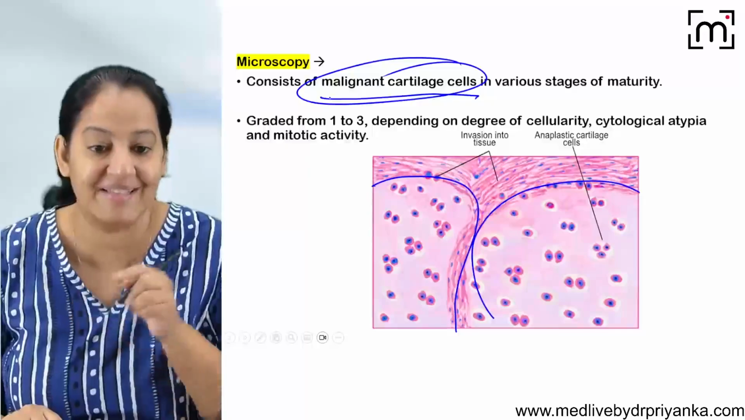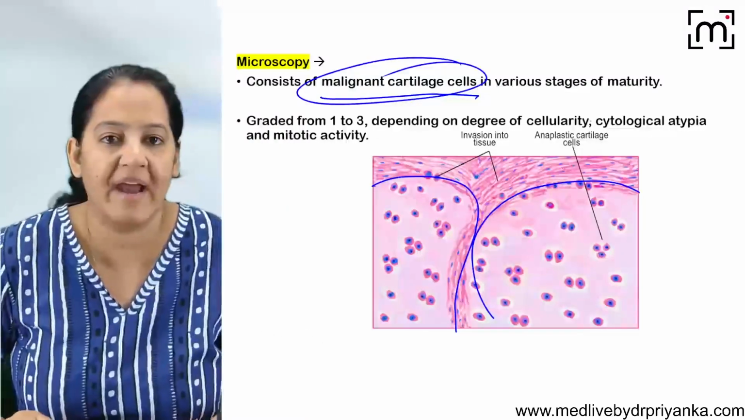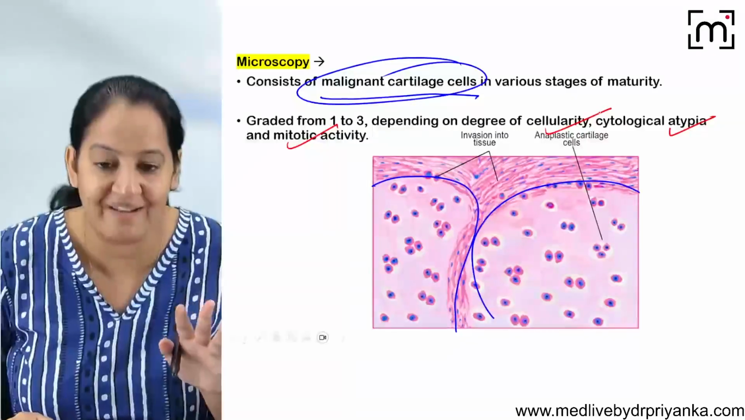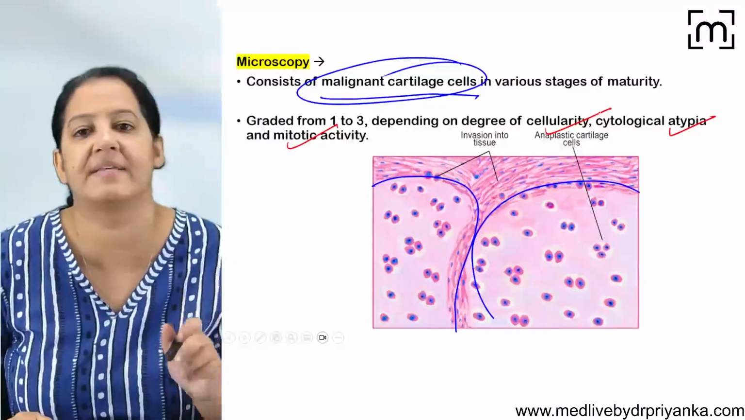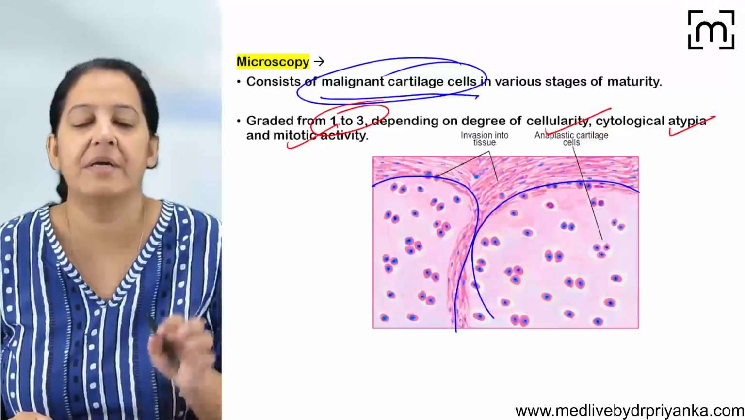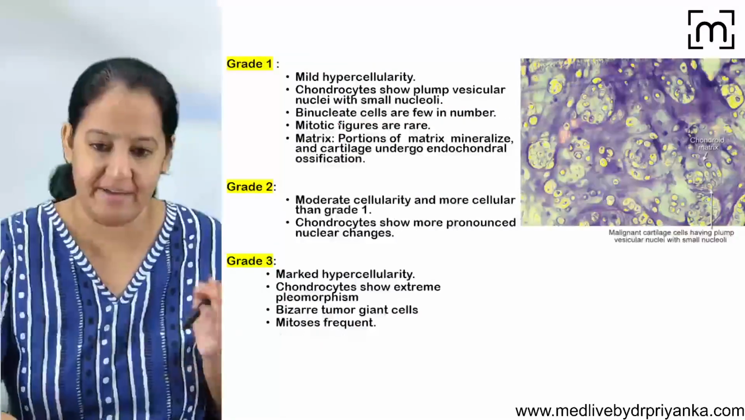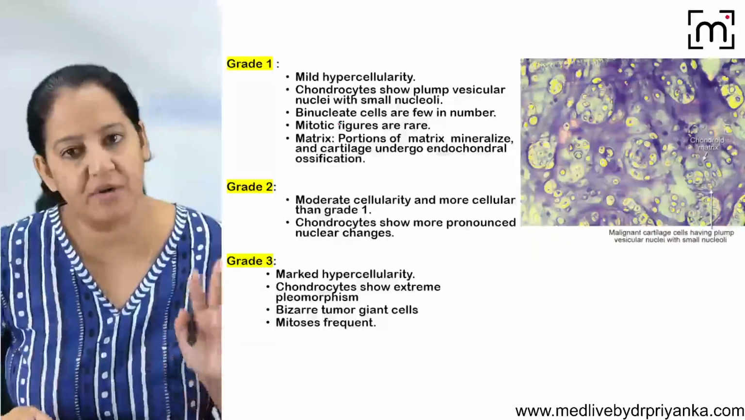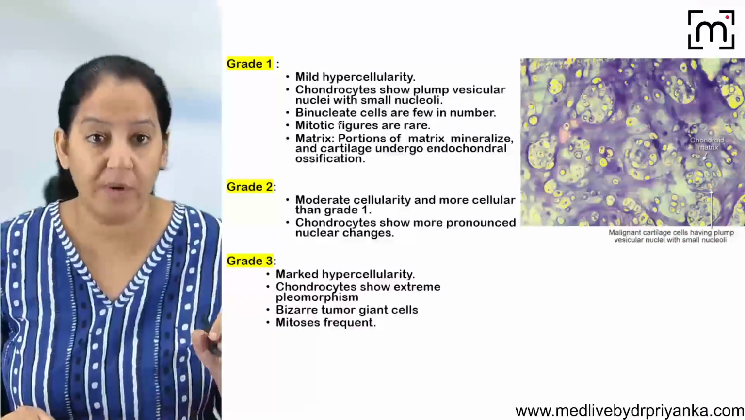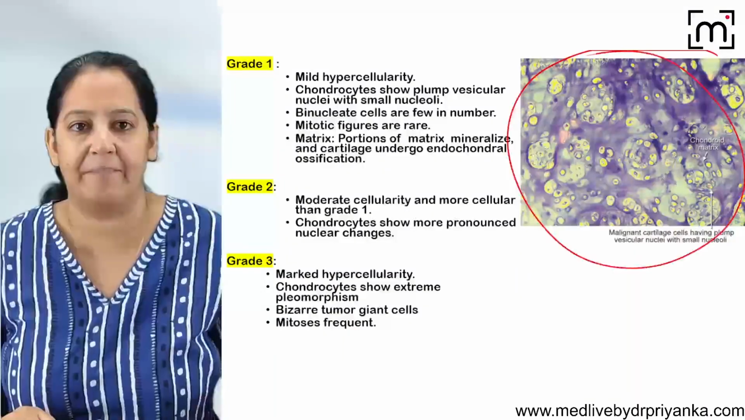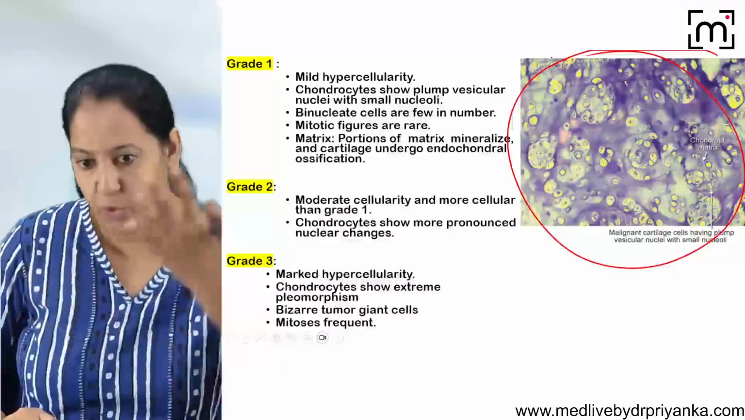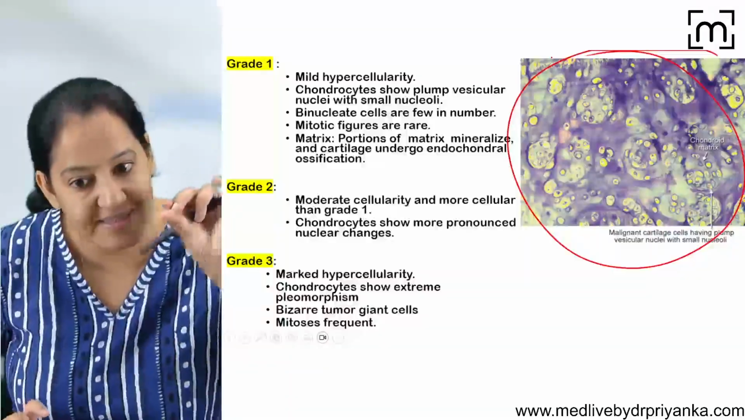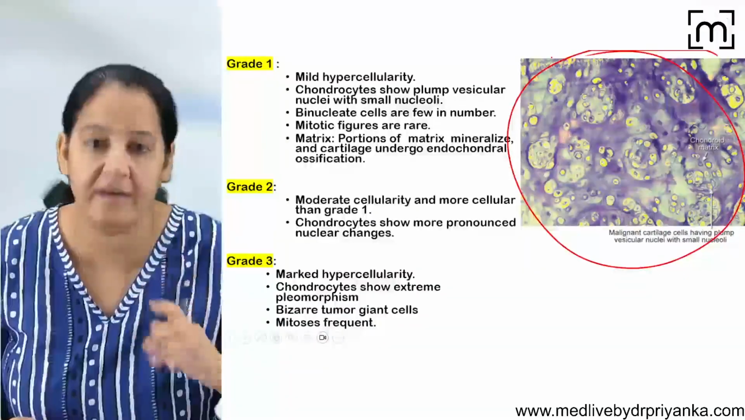Now looking at these cells, looking at the mitosis and atypia and cellularity of these cells, we can decide there are 3 grades in this. Grade 1, grade 2, grade 3. So chondrosarcoma are of 3 grades. You don't have to write this in your exam. Just for understanding, you should understand there are 3 grades. So you can see the matrix is same. The background matrix is bluish, mucoid or myxoid. Don't concentrate on the matrix. Concentrate on the cells, the malignant cartilaginous cells.